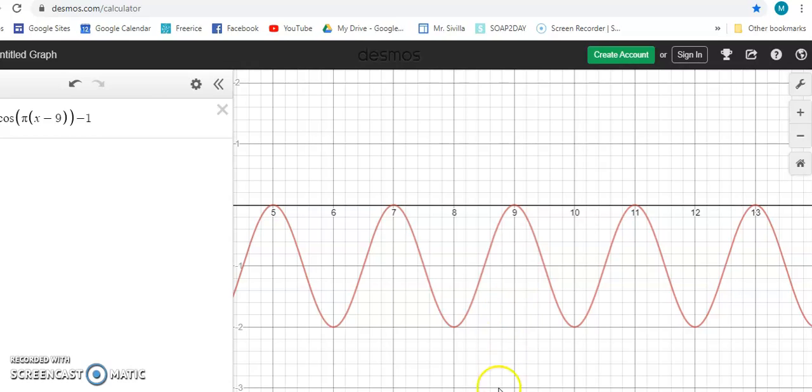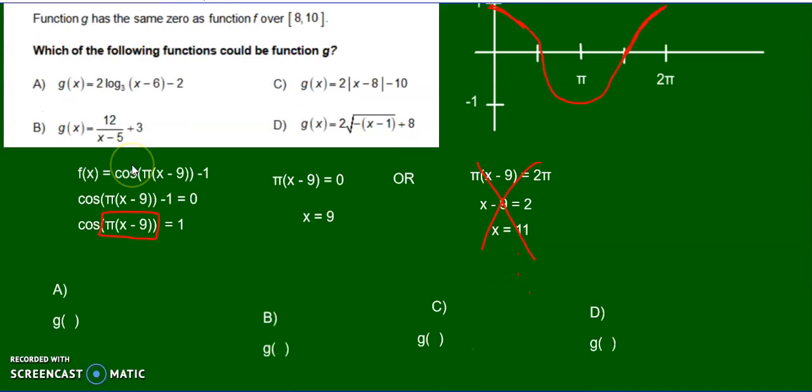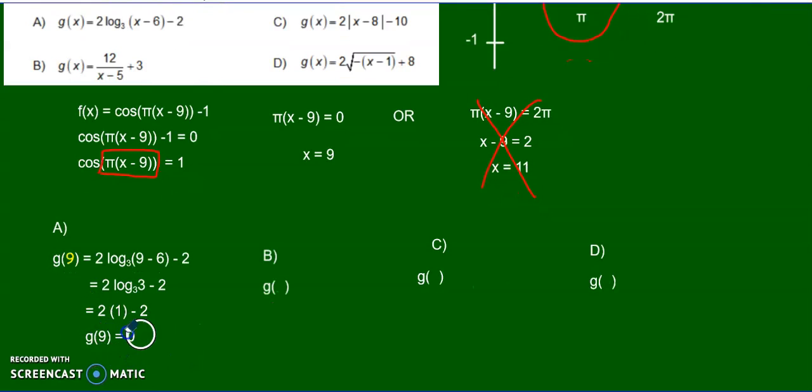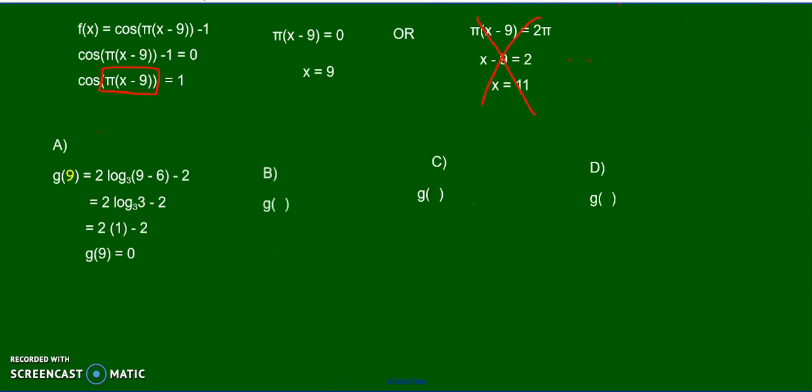And there's the 0. So if we go back, let's find g of 9 for A. For A, let's find g of 9 and see if it gives us a 0. So g of 9 is going to be 9 minus 6 is 3. So log base 3 of 3. 3 to what power is 3? 1. So this is 2 times 1 minus 2. 2 minus 2, 0. Okay, that looks like it's going to work. It has a 0 at 9. So far it looks like A is the answer, but let's just check the other ones.